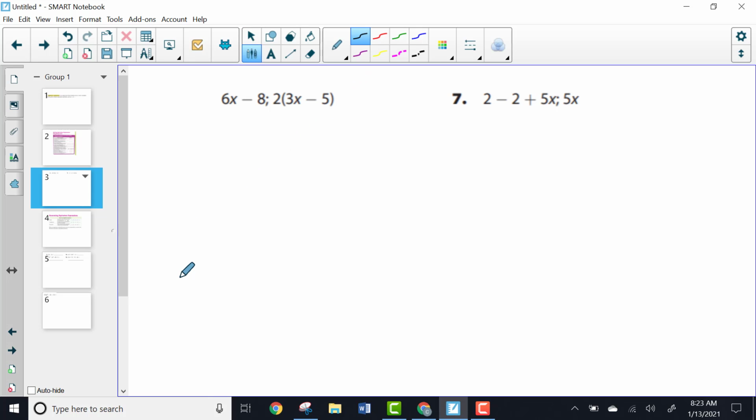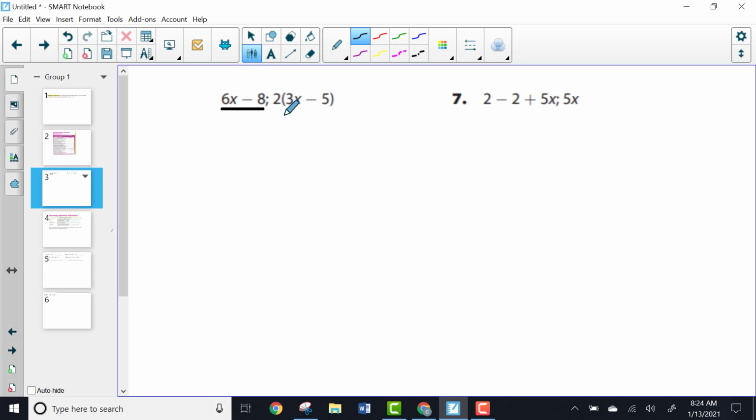So we have two algebraic expressions. Understand algebraic expressions from the beginning. When we were looking at that definition, it is an expression that contains one or more variables and can also contain operation symbols such as addition or subtraction and so on. We're trying to figure out if they're equivalent or not. Even though they look different, they could still be equivalent. So I have 2 times 3x minus 5, and we're going to see if this is equivalent to 6x minus 8.